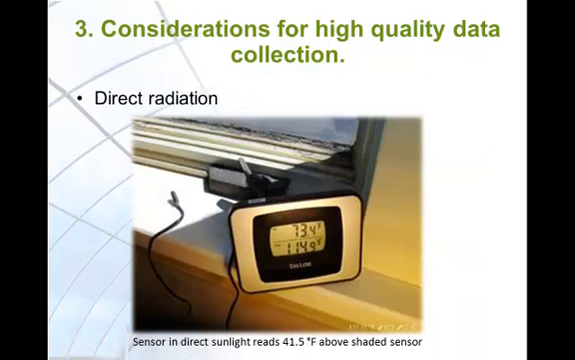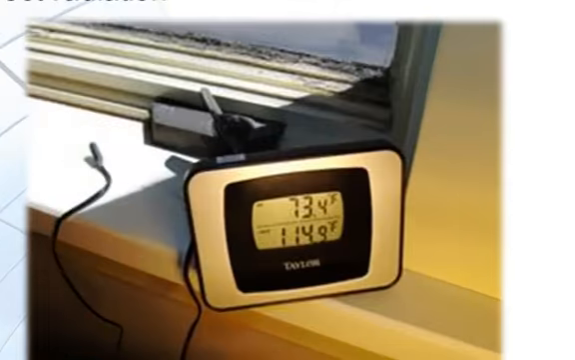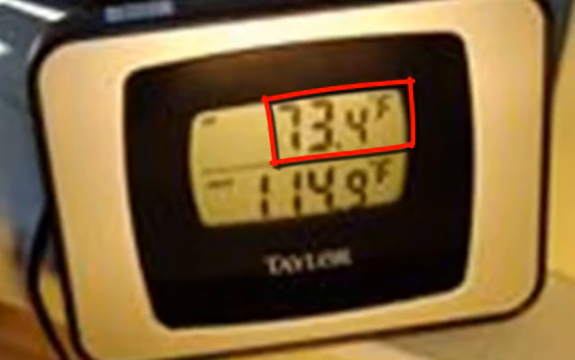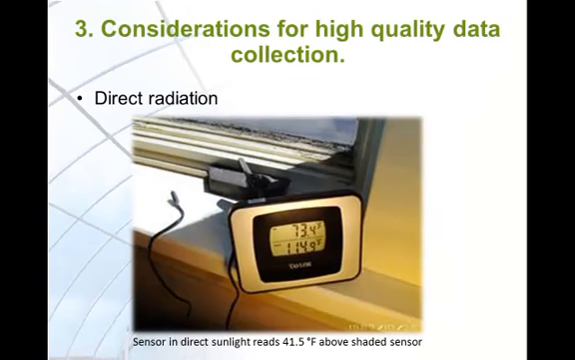In this picture, an indoor-outdoor thermometer has been placed on a windowsill near a window with sunlight shining through it. The outdoor temperature probe has been placed in the direct radiation. The indoor temperature probe is enclosed within the unit and is in the shade. As you can see from the readout, the indoor temperature reads 73.4 degrees, while the outdoor temperature reads 114.9 degrees. What is important to take away from this picture is that the sensor in the direct sunlight reads 41.5 degrees above the shaded sensor.